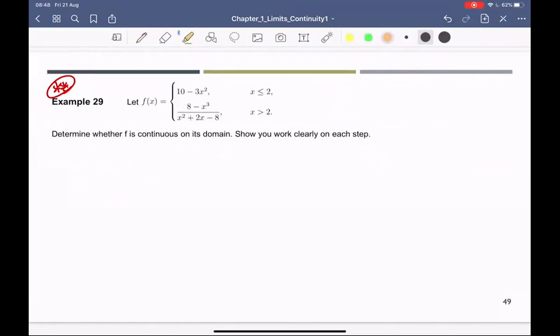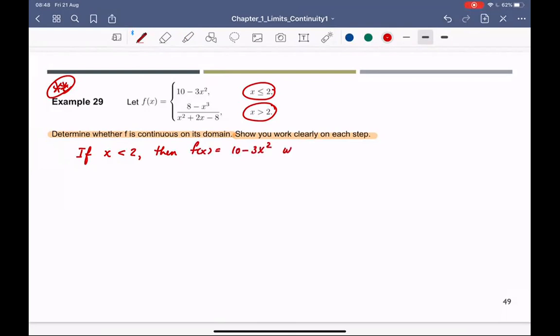All right, so let's do this question. I want to check whether f is continuous on its domain or not. Show your work clearly on each step. So at x equal to 2, this is the point where you have to check continuity precisely, right? But you can see first that if x is less than 2, then f(x) equals 10 minus 3x squared, which is continuous. Right, so you're done. How do you know that 10 minus 3x squared is continuous? This is a polynomial, right? It is continuous because it is a polynomial.